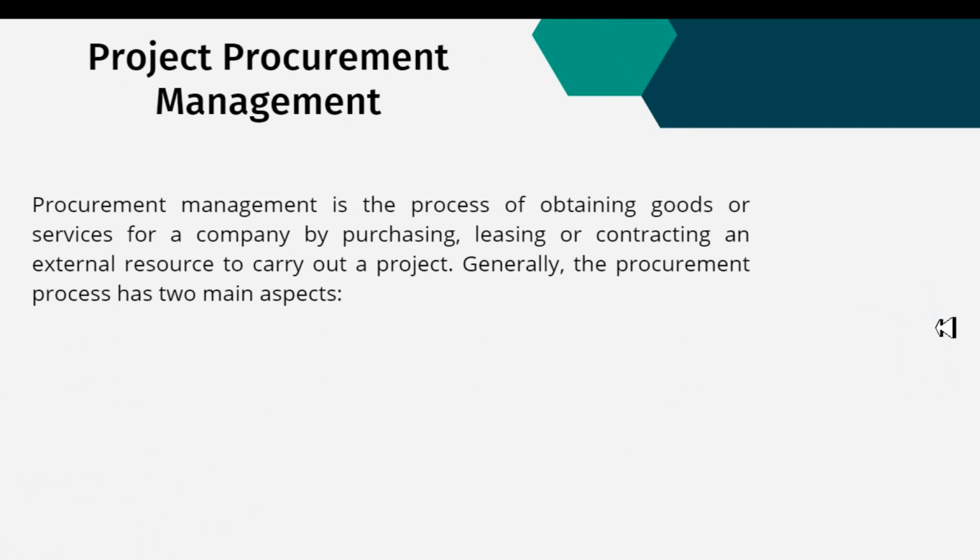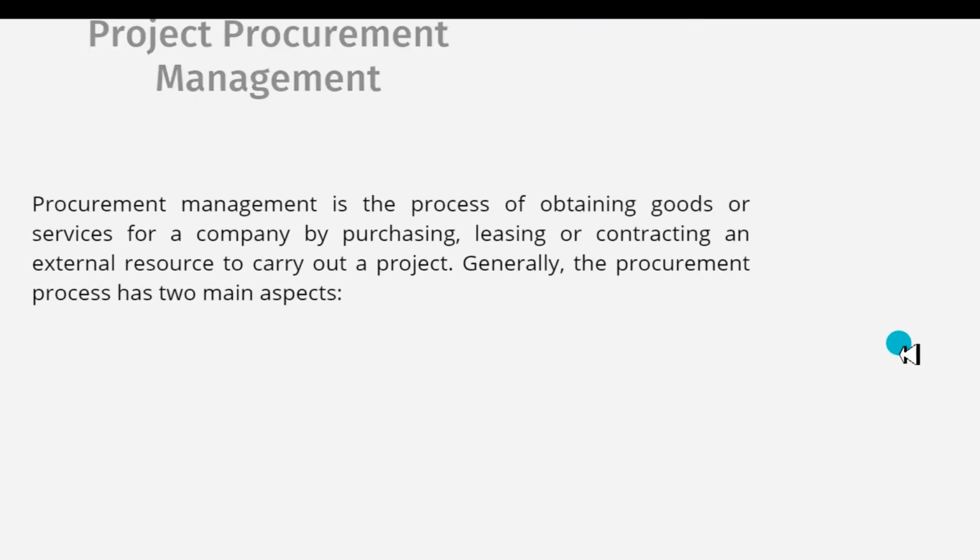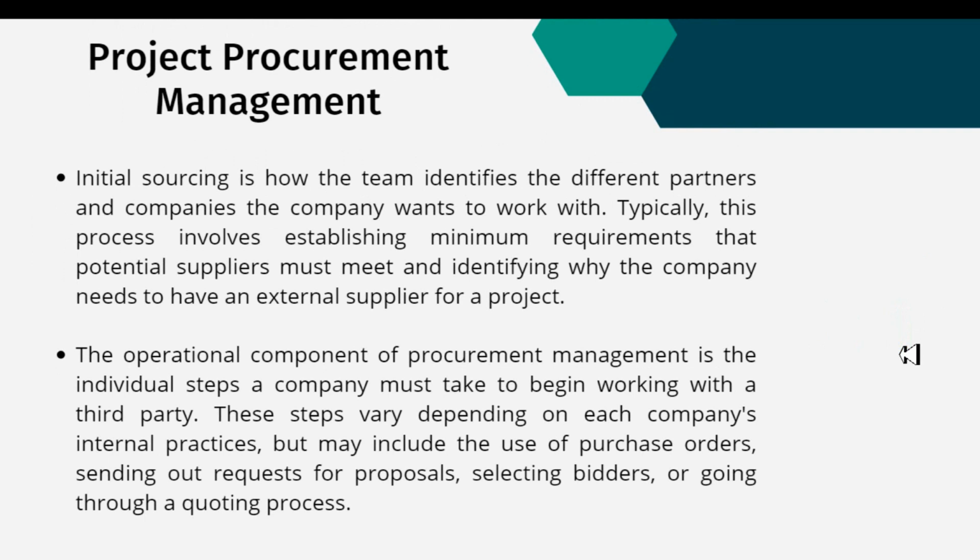Project procurement management. Procurement management is the process of obtaining goods or services for a company by purchasing, leasing, or contracting an external resource to carry out a project. Generally, the procurement process has two main aspects. The first is the initial sourcing, which is how the team identifies the different partners and companies the company wants to work with. This process involves establishing minimum requirements that potential suppliers must meet, and identifying why the company needs to have an external supplier for a project.